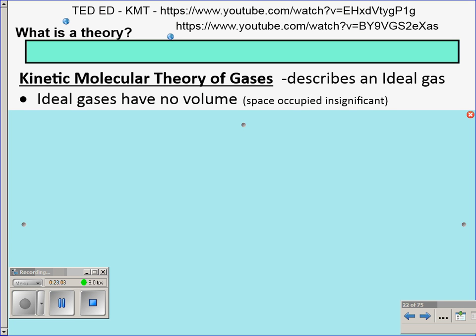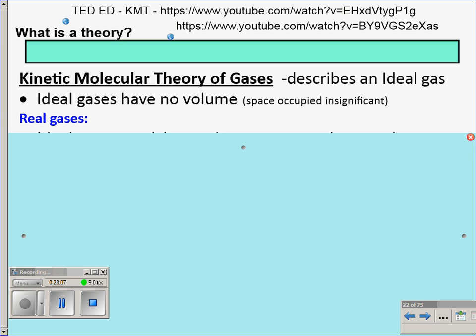I got you, okay? So we assume that the space they take up is insignificant. But guess what? Real gases actually have volume. But we ignore that fact for our calculation purposes, because if not, our math gets really, really complex. And we're going for simple right now, okay?